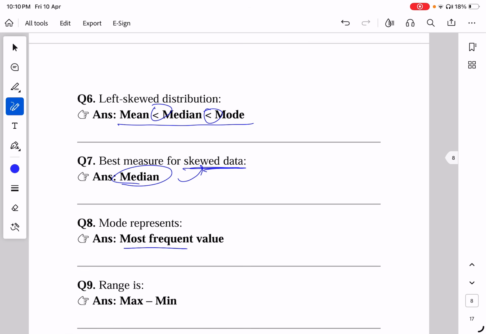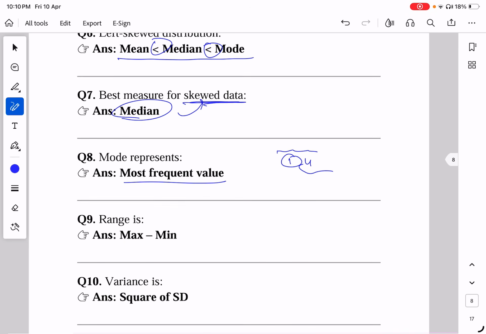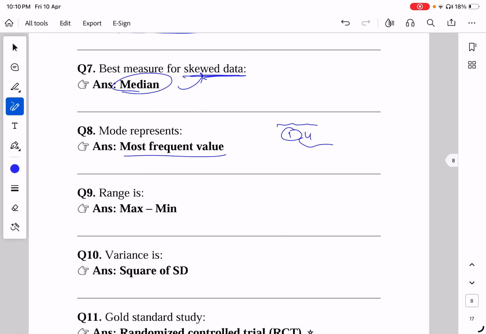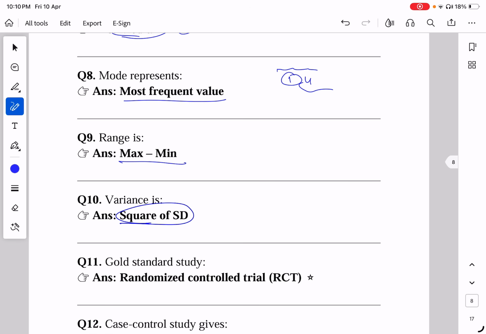Mode represents the most frequent value. We've already discussed and taken the example of that. That one is coming 4 times, so that is mode. Okay, so the most frequent value in a particular group of values is mode. Range is maximum minus minimum. Variance is the square of standard deviation.